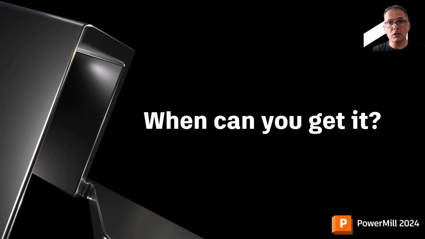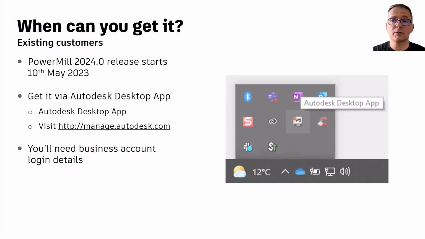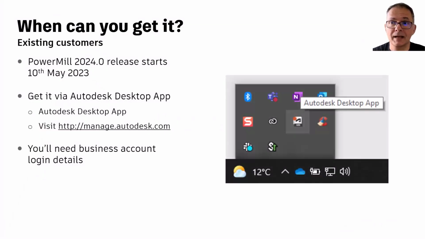So when can you expect to get this release of PowerMill? Now, existing customers should receive the latest updates automatically starting on the 10th of May 2023. Now, this happens in one of two ways, either by logging into the Autodesk desktop app. That's the app that is generally displayed in the bottom right corner of your Windows taskbar. Click on the Autodesk A and you'll be able to start this process. Alternatively, you can log into your Autodesk account at manage.autodesk.com and you'll be able to download the software there too.